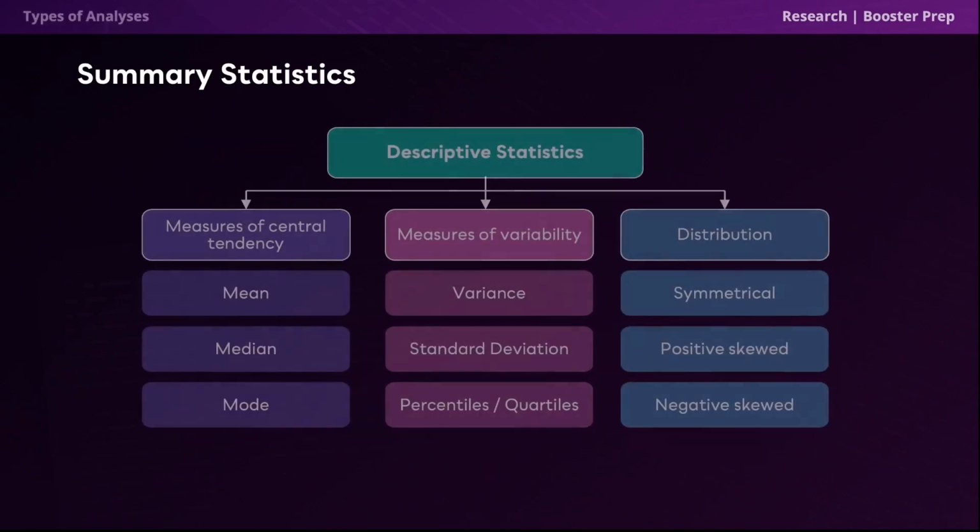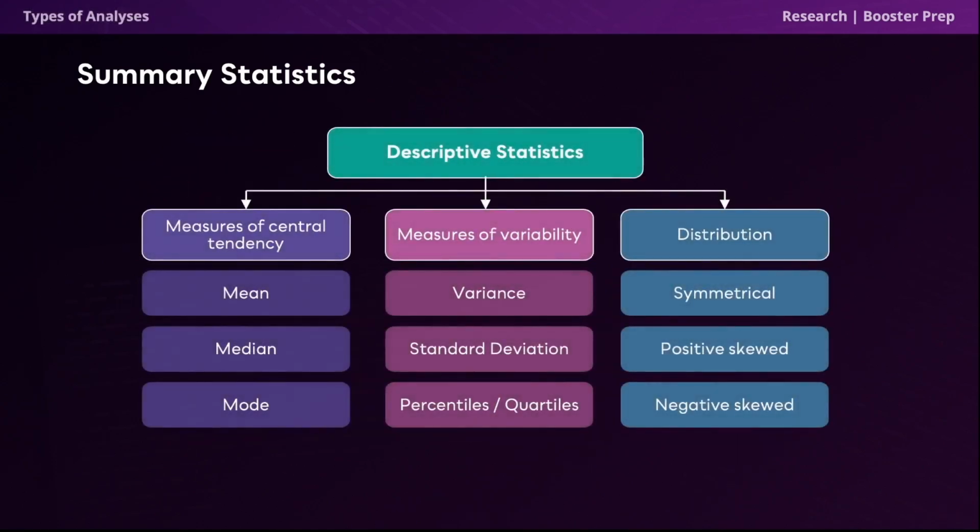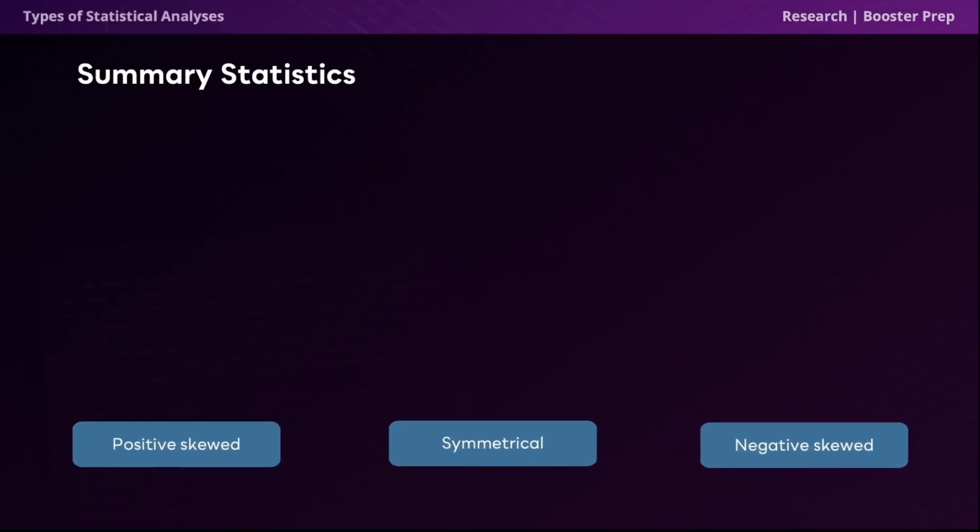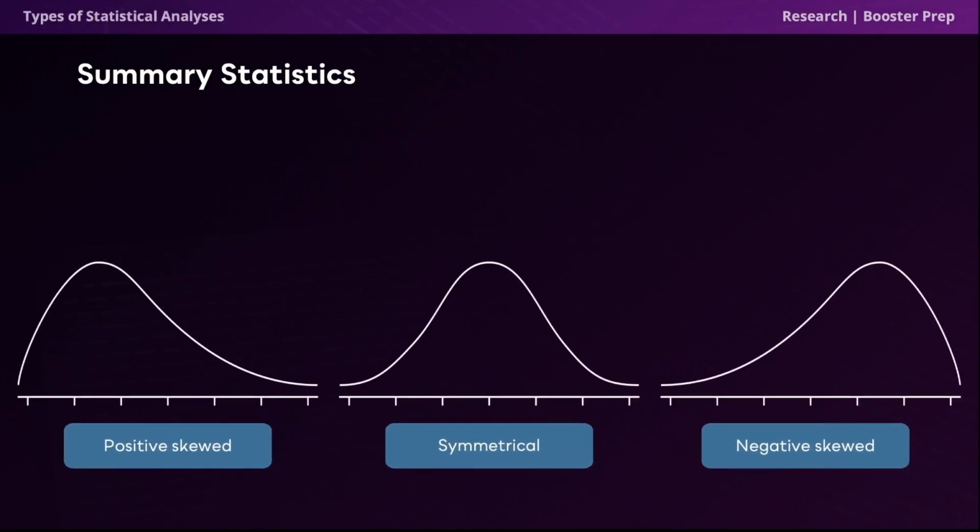And finally, let's discuss the 3 different types of distributions. The symmetrical distribution follows a normal distribution curve. In a symmetrical distribution, we can see that the mean, median, and mode are all in the center. Symmetrical distributions are a result of the mean, median, and mode all being equivalent to one another.